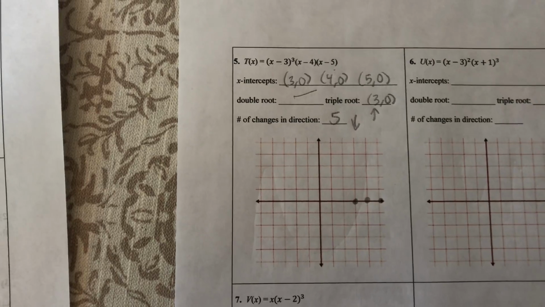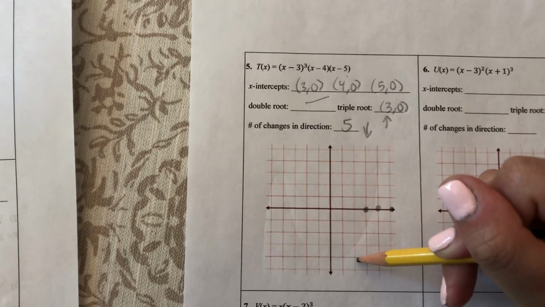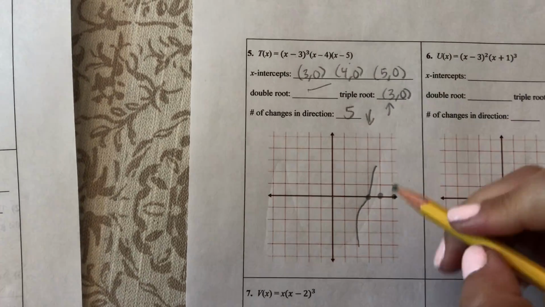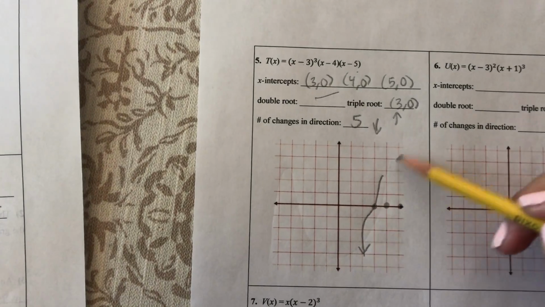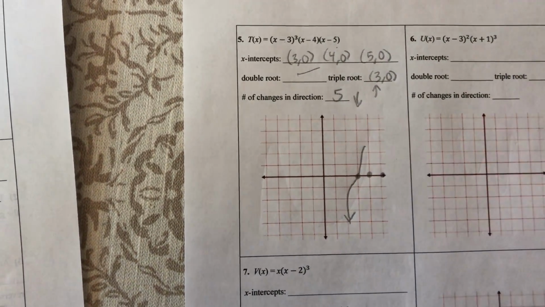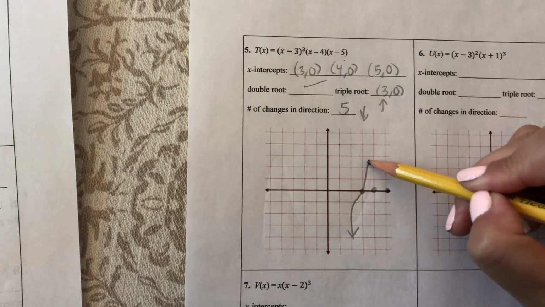I'm going to start with my arrow pointing down. I'm going to come upwards. And I see that my triple root is the first one at 3, 0. So I'm literally going to draw an S shape. It's not a straight curve, but it's not like a normal curve, just like this. I see a little bump with an S shape. And then the other 2 are neither double or triple, so I'm literally just going to go through them.